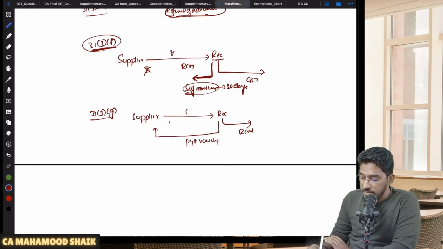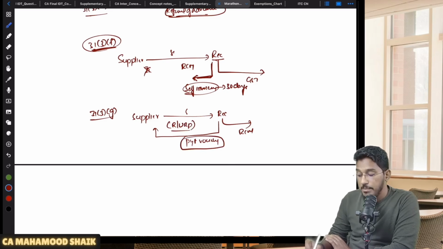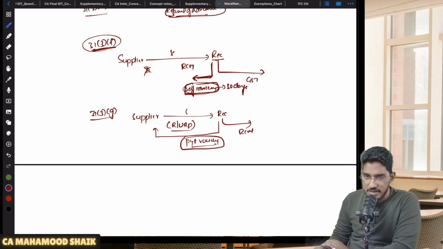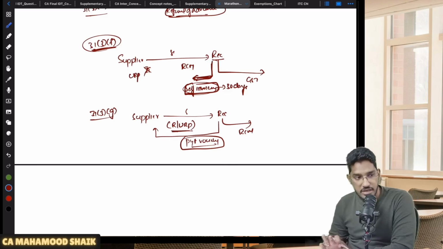This payment voucher will be given whether the supplier is registered or unregistered, doesn't matter. Payment voucher will always be given by the recipient. But self-invoicing will be given only when the supplier is unregistered. So, a very important point I'm making here. The recipient of RCM supplies will give a payment voucher in all cases, whether the supplier is registered or unregistered. But the recipient will generate self-invoicing only when the supplier is an unregistered person.